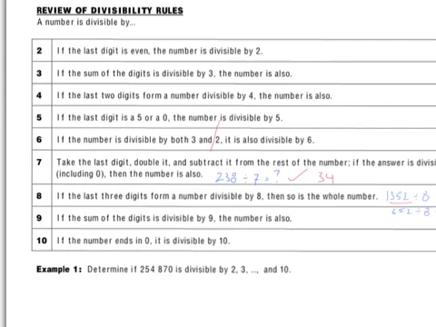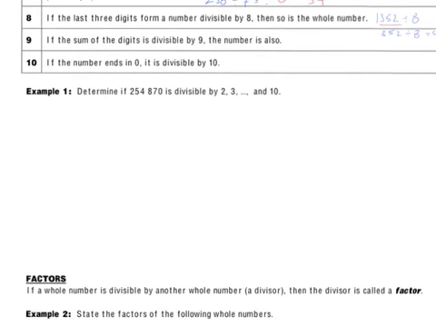Okay, let's look at some examples. Alright, example number 1. Determine if 254,870 is divisible by 2, 3, and it wants us to check all the numbers up until 10. So let's start from number 2. So what was our rule again? If the last digit is even, it will be divisible by 2. Well, 0 is even. So 2 works.